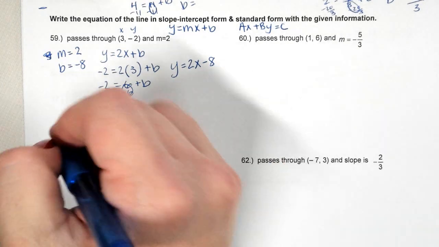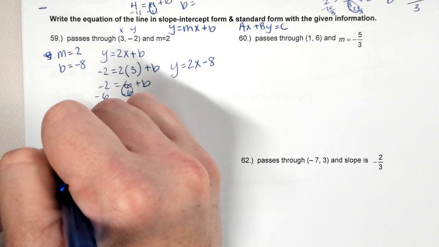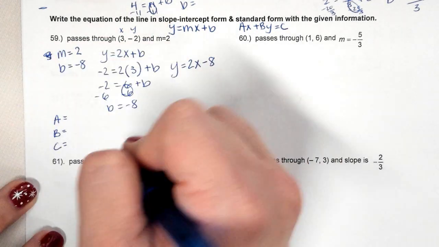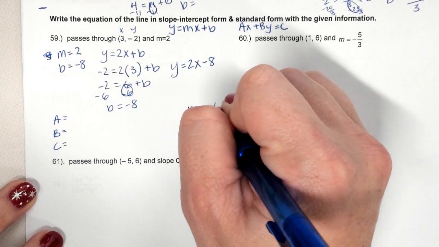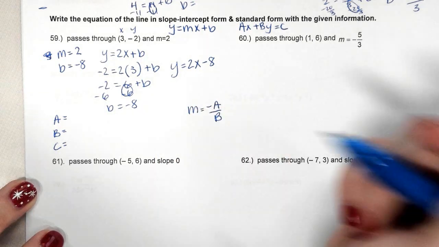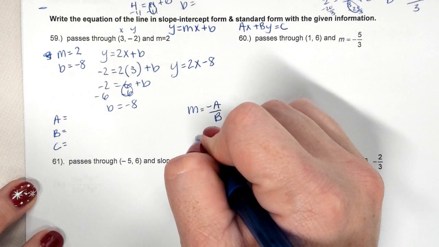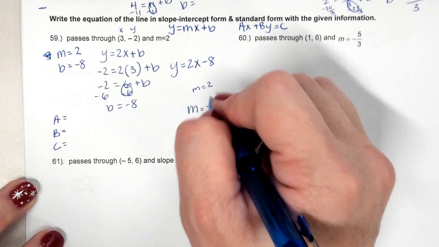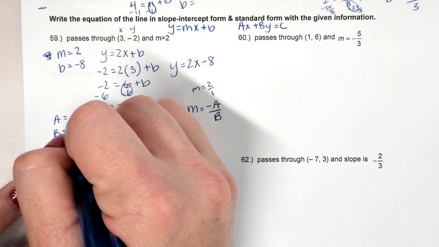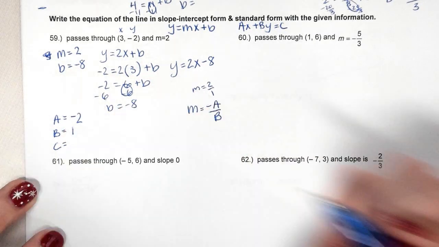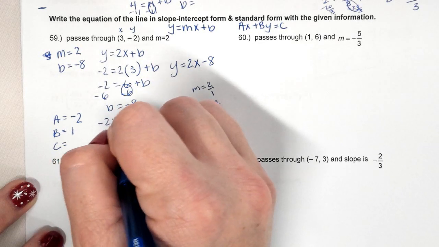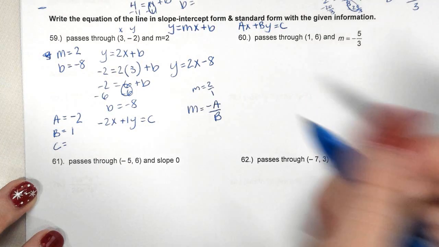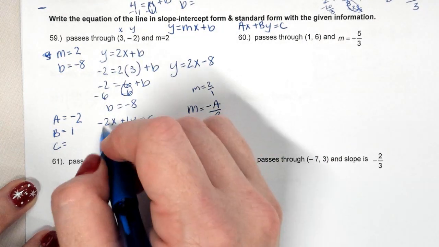So now for standard form, I have to find a, b, and c. Now, the thing to remember here is that in standard form, your slope is the opposite of a over b. Well, my slope is 2. So if I write that as a fraction, the opposite of the top is negative 2. b is 1. So I know negative 2x plus 1y equals c. And then I can use my x, y point the same way to find my c.